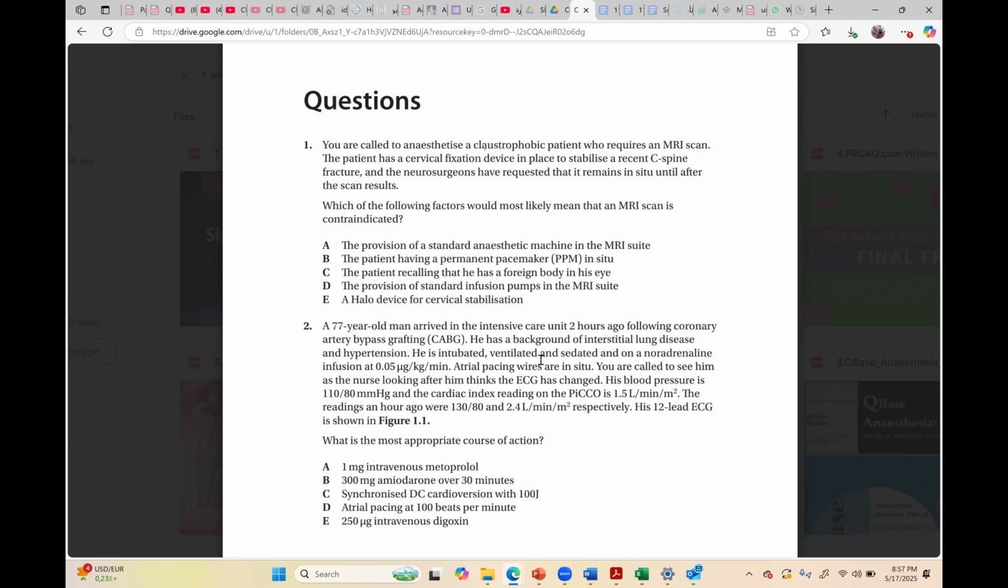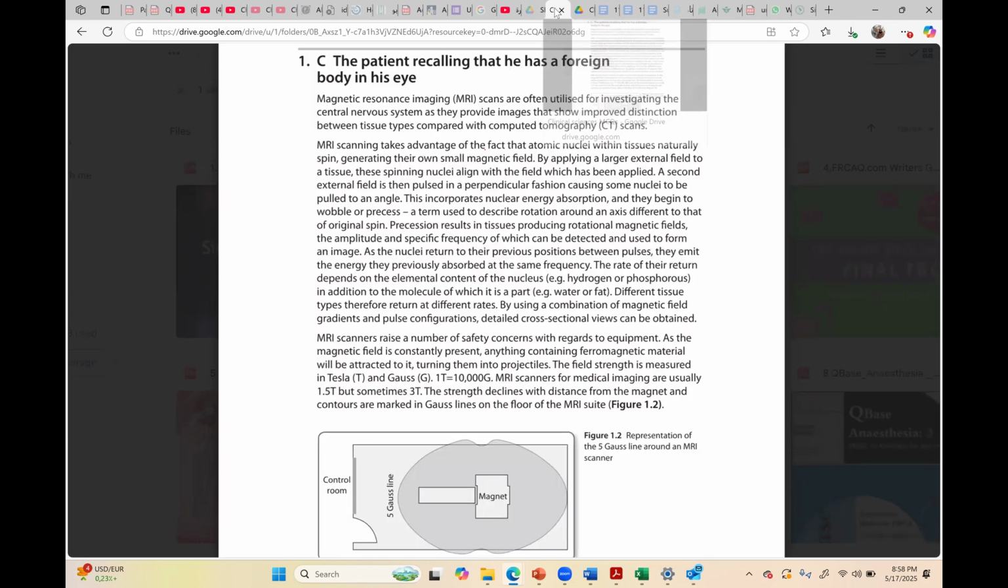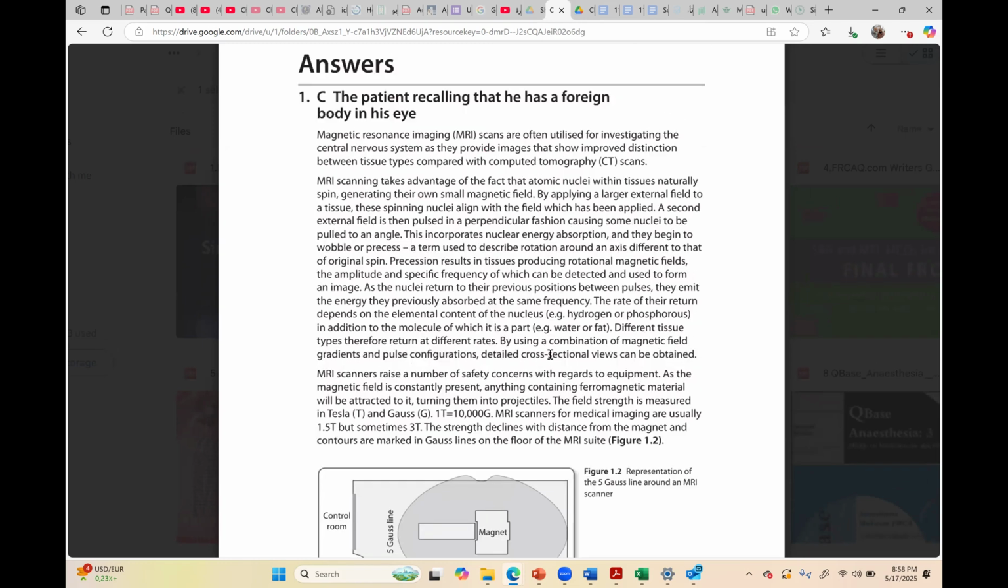Because, as I told you, you can just have a look at what are various devices for cervical spine stabilization. How to do it? Okay. So then you will find what is the role of halo. So actually, because I have read this book, I knew the answer, that this is a foreign body in the eye.